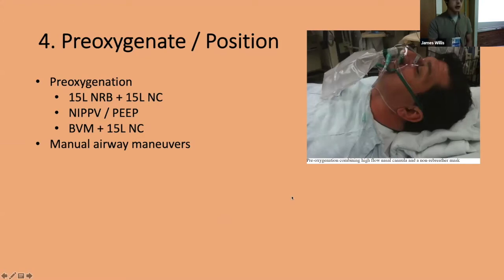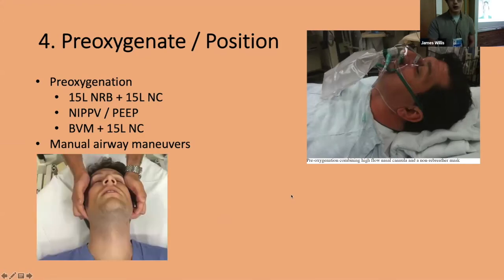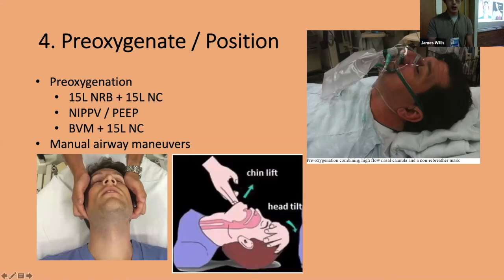You also want to do manual airway maneuvers. This includes the jaw thrust and the head tilt chin lift maneuver. The jaw thrust is one of the most important techniques to help open up the upper airway. You lift the mandible towards the ceiling until the lower incisor is anterior to the upper incisor. With the head tilt chin lift maneuver, the neck will naturally extend, but you want to be cautious of that in C-spine patients.